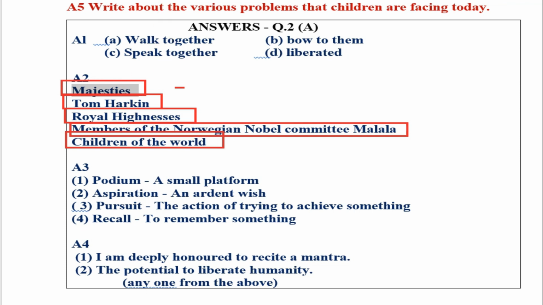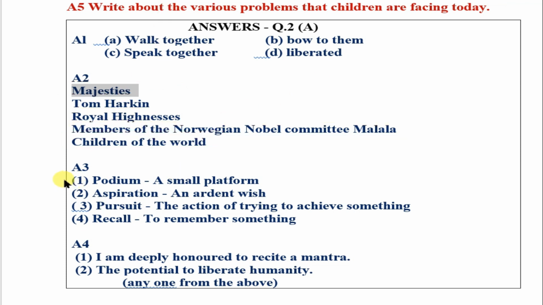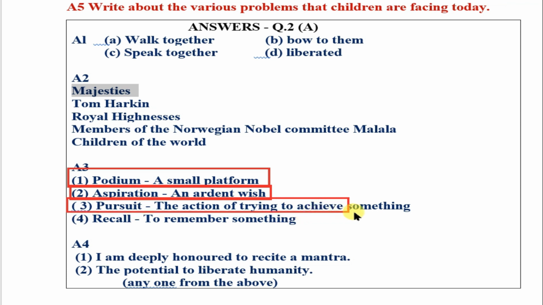A3, which was related to the words, match the words and their meaning. One, podium, a small platform. Next one, aspiration, an ardent wish. Third one, pursuit, the action of trying to achieve something. Fourth one, recall, to remember something.